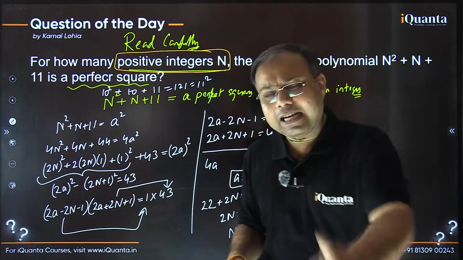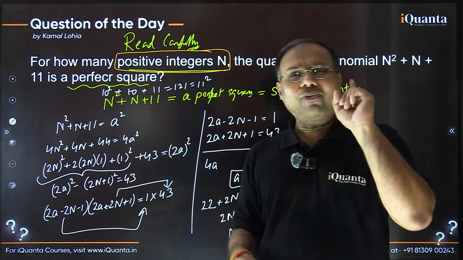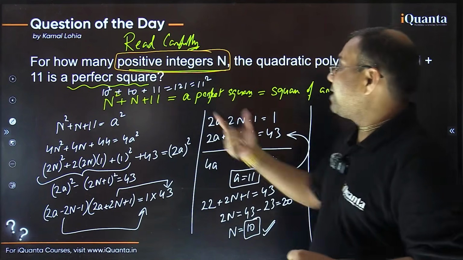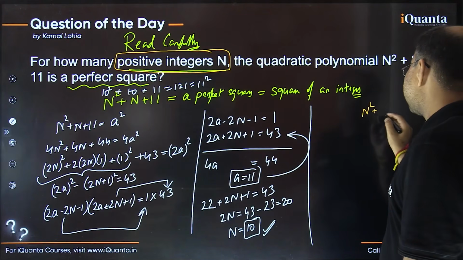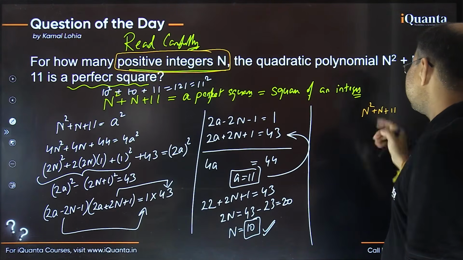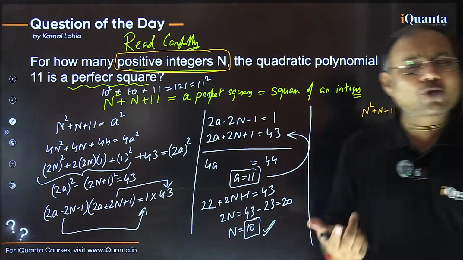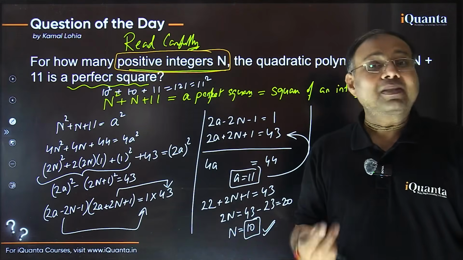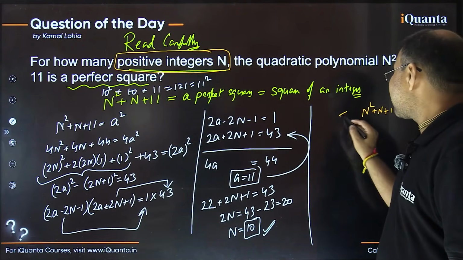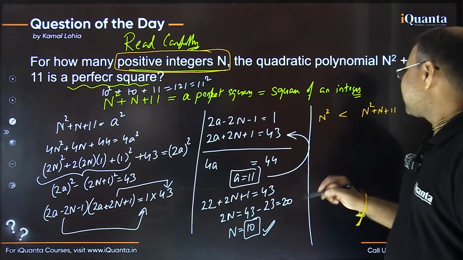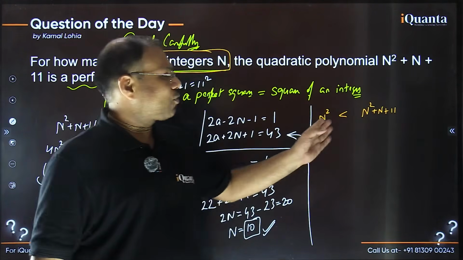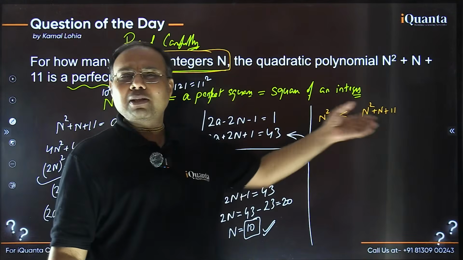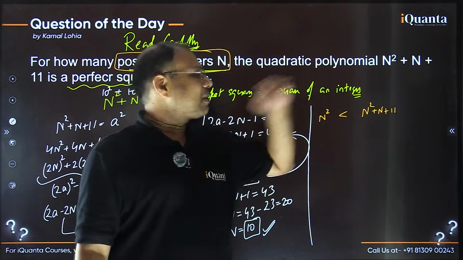Now please listen and think carefully and tell me, this n square plus n plus 11, let me write it here, n square plus n plus 11, is it more than n square or not? Yes or no? Certainly yes, it is certainly more than n square. n square is less than n square plus n plus 11, fine.